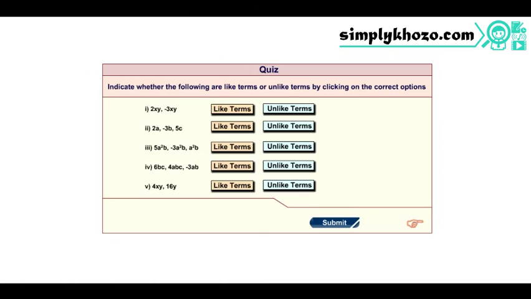Indicate whether the following terms are like terms or unlike terms by clicking on the correct options.